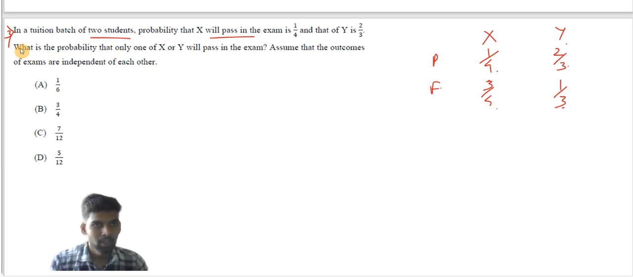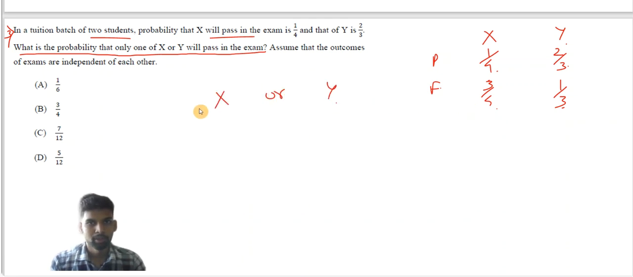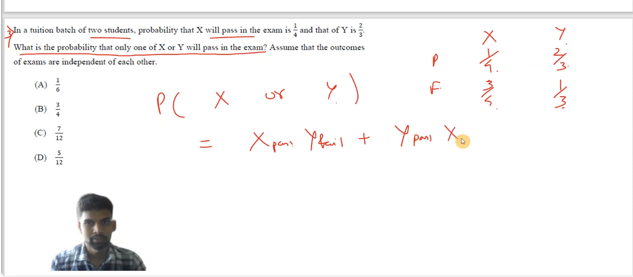Okay. So what they are asking is, what is the probability that only one of X and Y will pass in the exam? So either X will pass or Y will pass. Only one of them. So how will we calculate this probability? Suppose when X passes, then Y fails, or when Y passes, then X fails. Because both of them can't fail together and both of them can't pass together. So these are the only possible outcomes.